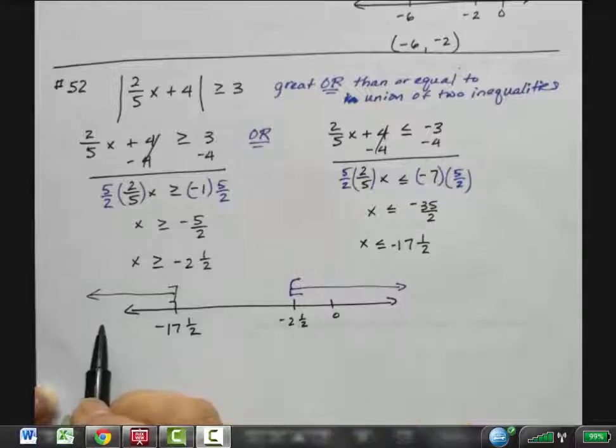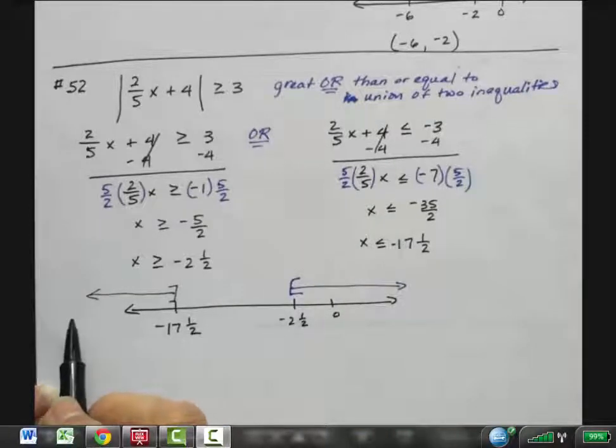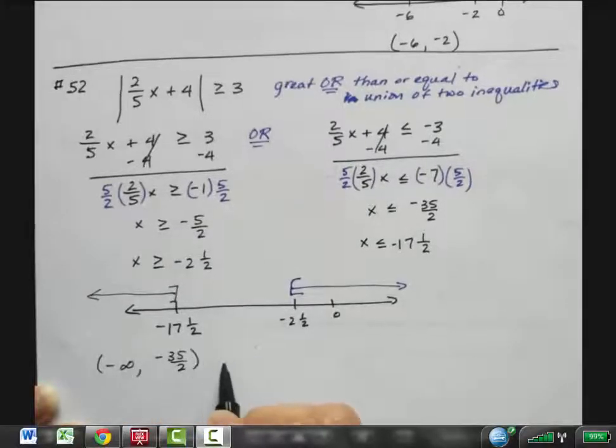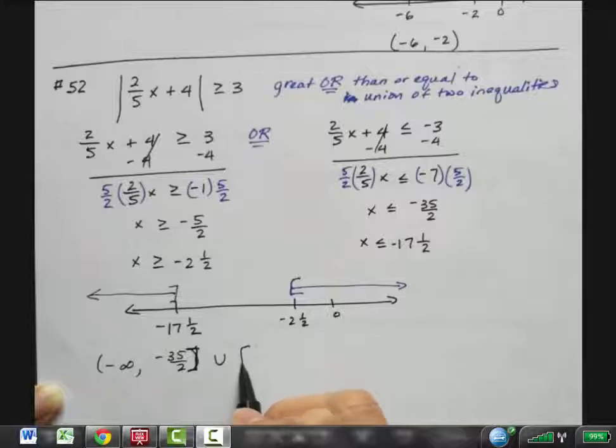Writing in interval notation, I'm going to start off on the left. I'm going to be at negative infinity to negative 35/2, or I use my little union symbol, and don't forget that's included, inclusive negative 5/2 to infinity.